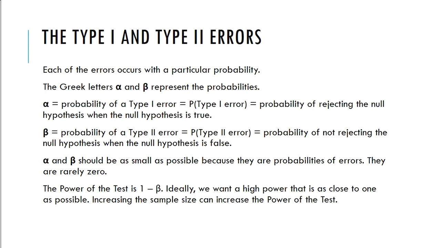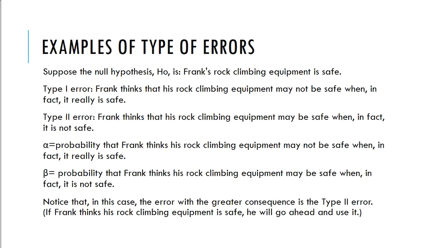You want your alpha and beta to be as small as possible because they're the probabilities you'll have errors. They're rarely zero. You'll always have some kind of error. The power of the test is 1 minus beta. Ideally, we want a high power so it can come as close to 1 as possible so we don't have so many errors. A way that you can increase the power of a test is increasing your sample size.